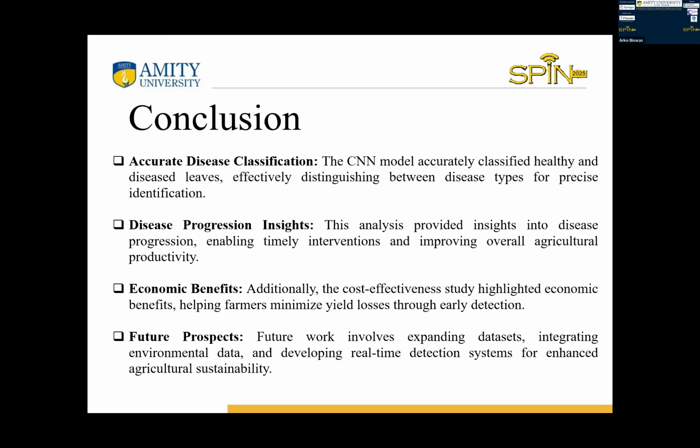So in order to conclude, the CNN model accurately classified healthy and diseased leaves, effectively distinguishing between disease types for precise identification. This analysis also provided insights into disease progression, enabling timely interventions and improving overall agricultural productivity as well. Additionally, the cost effectiveness study highlighted economic benefits, helping farmers minimize yield losses through early detection. And as far as the future prospects are concerned, the future work involves expanding the datasets, integrating environmental data and developing real-time detection systems for enhanced agricultural sustainability.